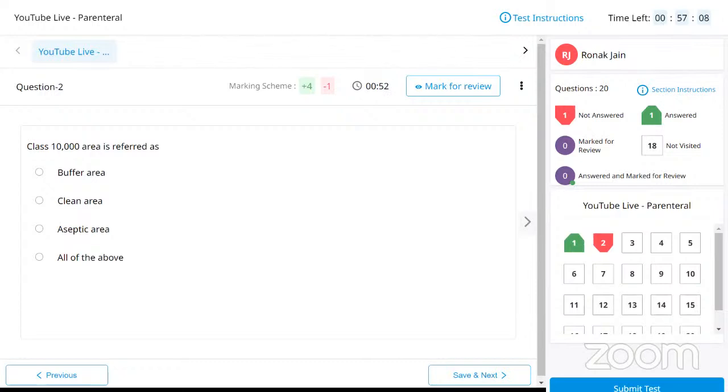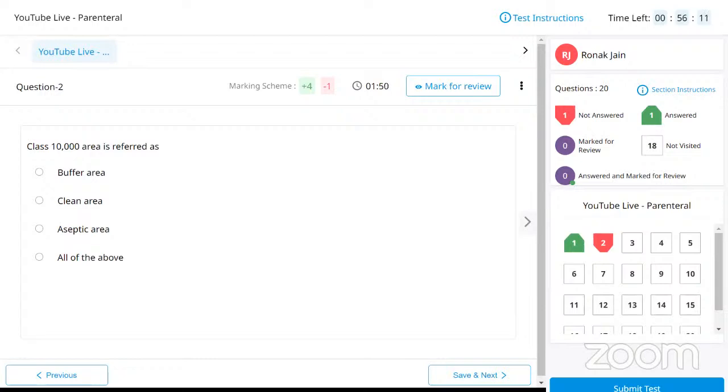On what basis are the classes defined? When I say class 10,000, it means that area should not have more than 10,000 particles in that specific area. The unit is cubic foot, and it says that in that particular area the particles should not exceed 10,000 in number. It also has a limit on the particle size, which should not exceed a specific limit. For example, the particle size should not be more than 0.3 microns. So 10,000 particles of 0.3 micron size are allowed in that area, not more than that. If these conditions are met, then we consider that area as a class 10,000 area.